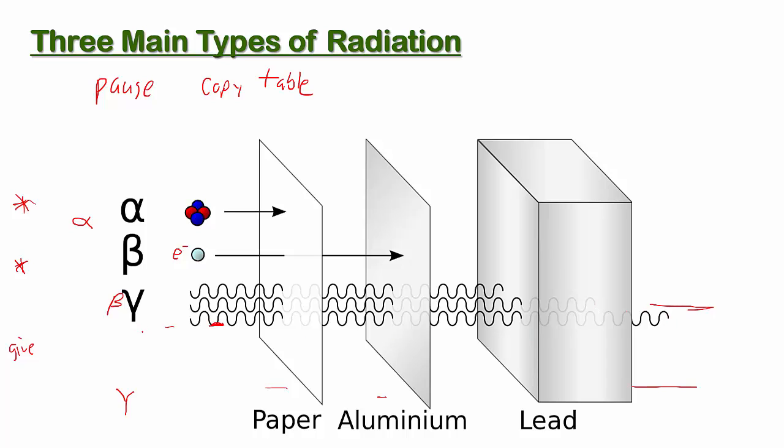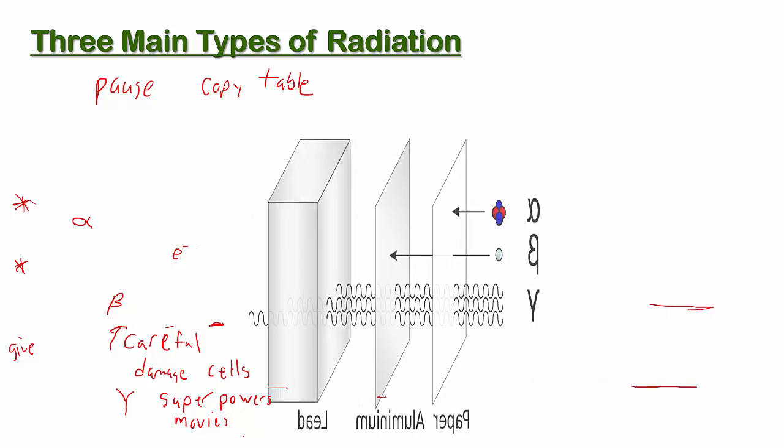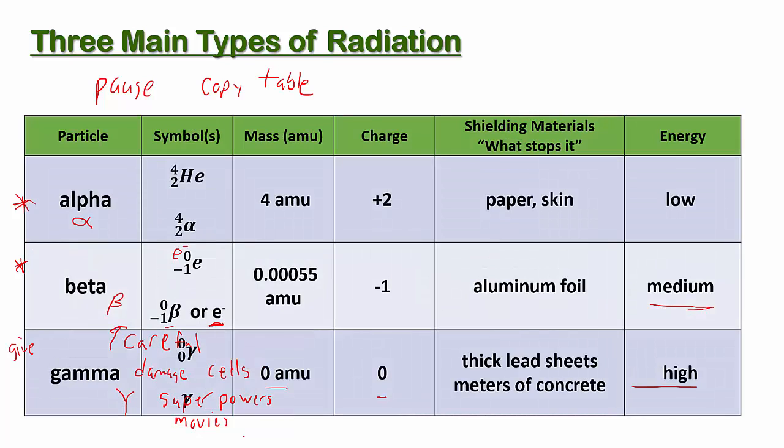Gamma is the one that's dangerous to us, so we've got to be careful about the gamma radiation. So that's the one that you're most worried about. That one's the one that can damage cells and cause problems there. You might be able to get superpowers from it if it is the movies, but overall probably not going to happen in real life. So noticing that, just going through that chart, that alpha, beta, and gamma particles.